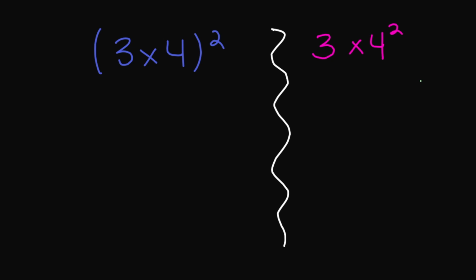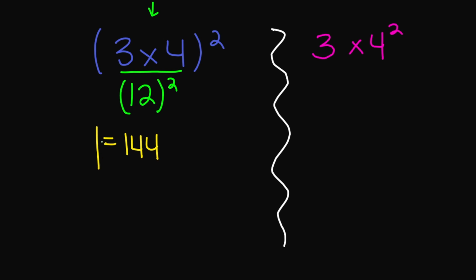And let's look at these two examples here. On the left side, we have 3 times 4 raised to the second power. And on the right side, we have 3 times 4, and the 4 is raised to the second power. So let's solve the left side first. We have 3 times 4, which equals 12. And 12 squared equals 144. And this is your final answer on my left side.